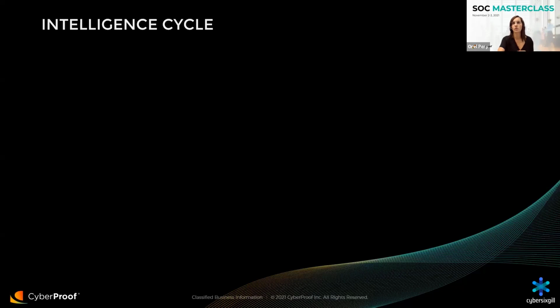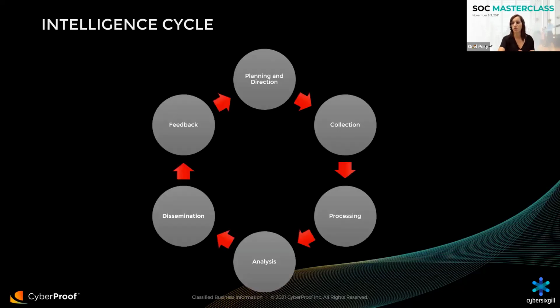Okay, so the intelligence cycle. The intelligence lifecycle is a process that was first developed by the CIA, but nowadays many threat intelligence teams are using it for making threat intelligence actionable. This cycle outlines the core steps to draw conclusions and take actions based on the intelligence data.